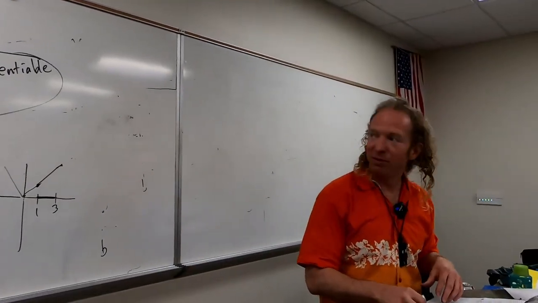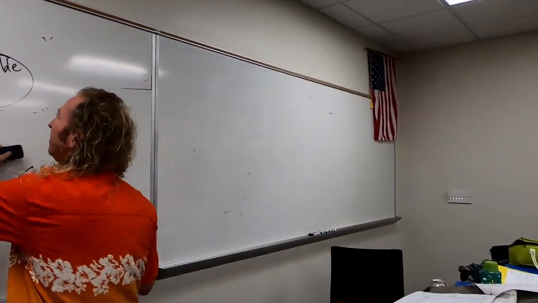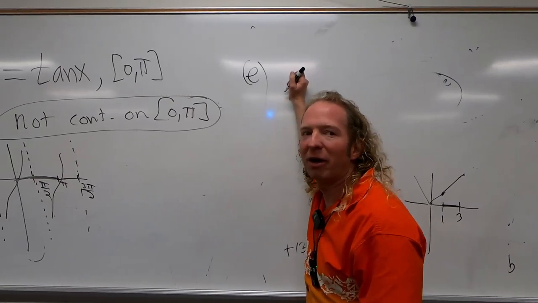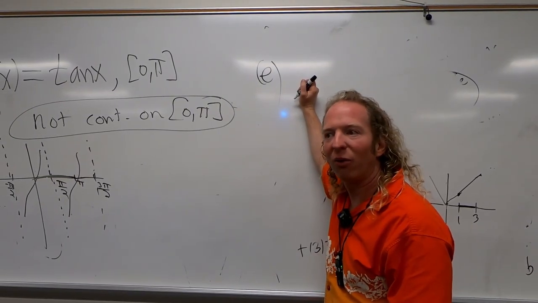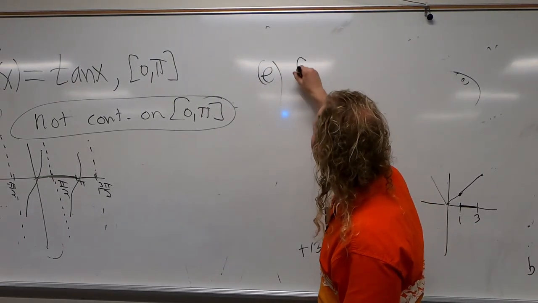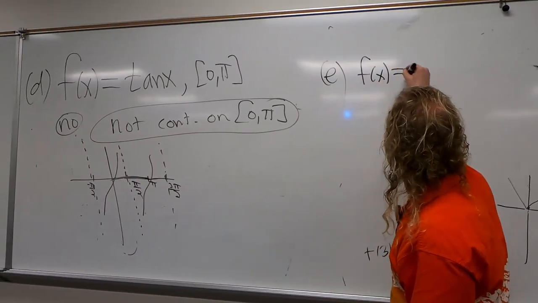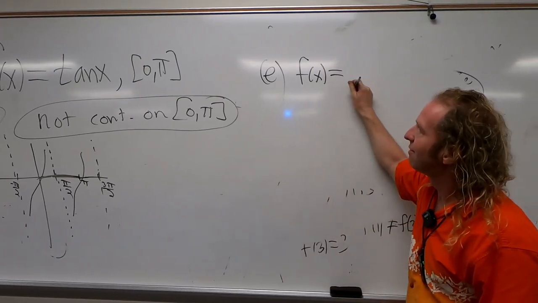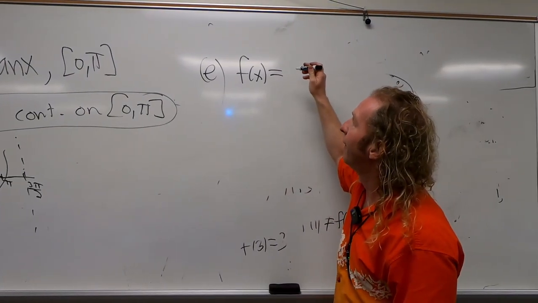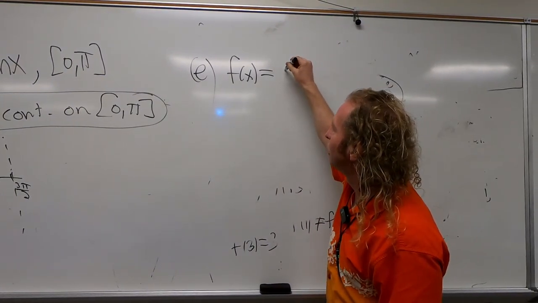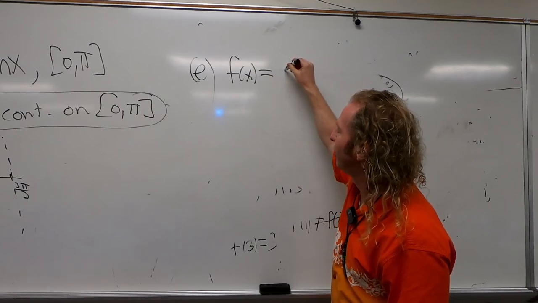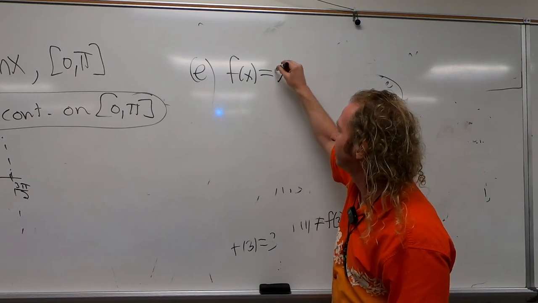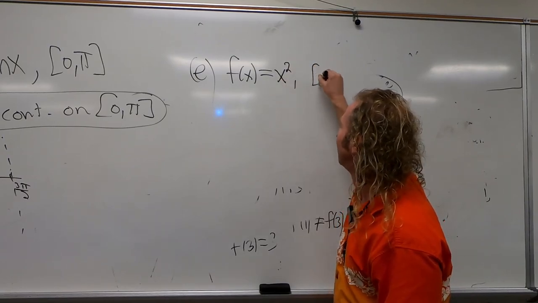Let's see, what else can we do to make it tricky? I think that's it. Maybe one more. How about, wow, I'm out of ideas. I have nothing. Okay, here we go. F of X equals, running out of ideas, how about X squared. One more, just a weak attempt.